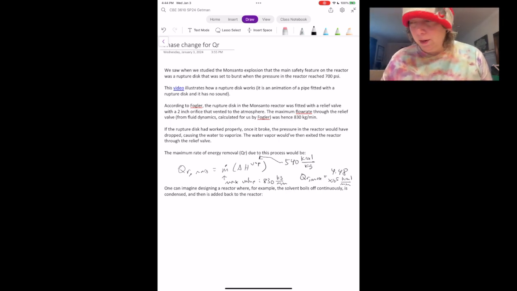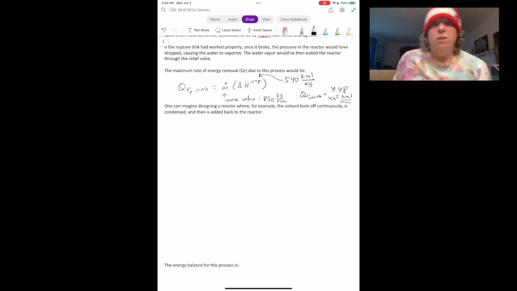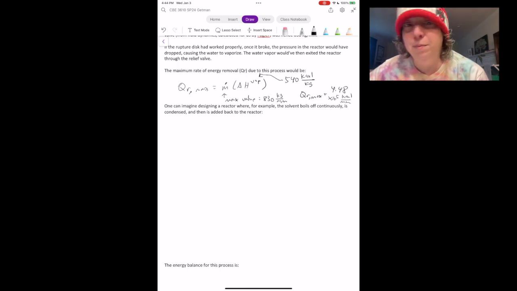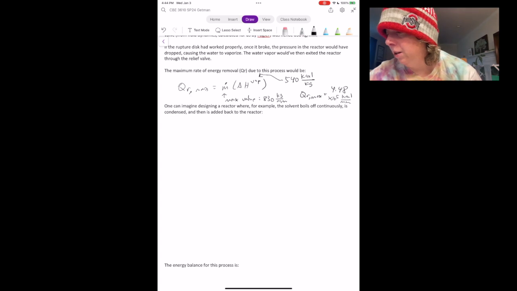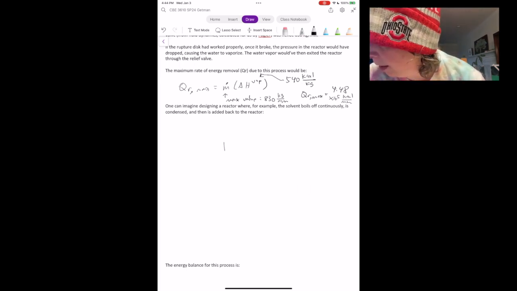Now, that's one example of a means of heat removal, and what's happening there is that you get a large flow rate of a species, and simultaneously that species, the water in that reactor, is vaporizing. As it's doing that, it's absorbing the heat from the reactor, and then it's exiting the reactor, and so you get a heat removal. So there are other ways to do this that maybe are part of normal reactor operation. For example, one can imagine designing a reactor where the solvent boils off continuously. Maybe then it's condensed and then added back to the reactor. So maybe that looks something like this.